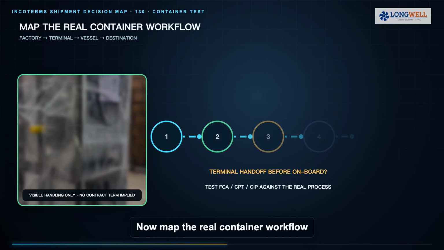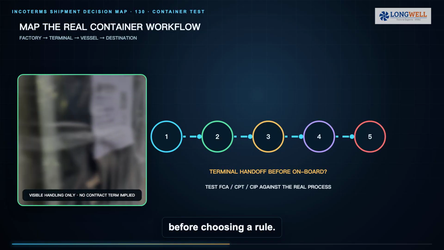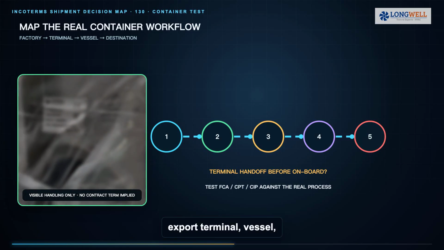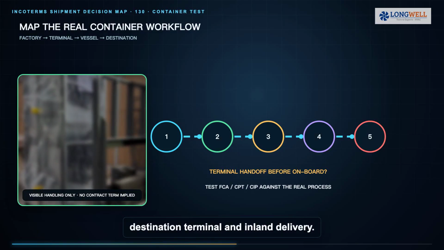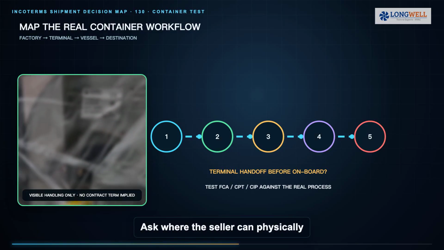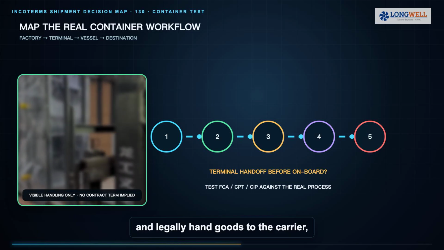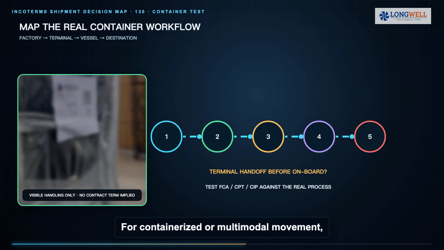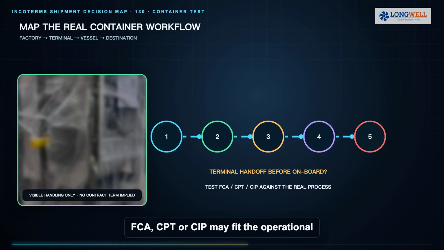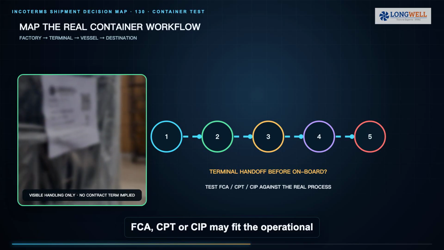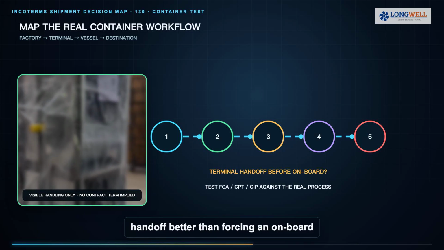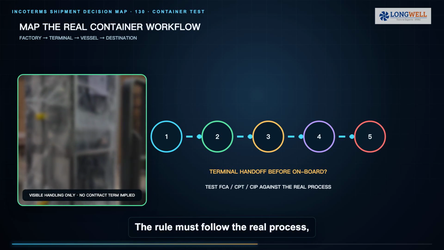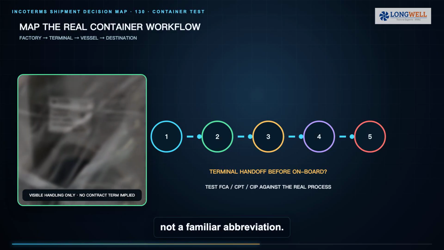Now map the real container workflow before choosing a rule. A fan may move from factory to truck, export terminal, vessel, destination terminal, and inland delivery. Ask where the seller can physically and legally hand goods to the carrier, and where each party can control documents and exceptions. For containerized or multimodal movement, FCA, CPT, or CIP may fit the operational handoff better than forcing an onboard FOB or CIF story. The rule must follow the real process, not a familiar abbreviation.